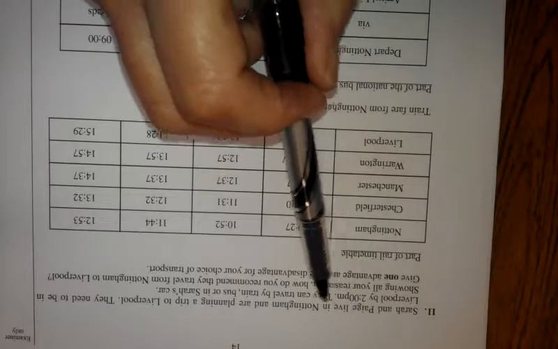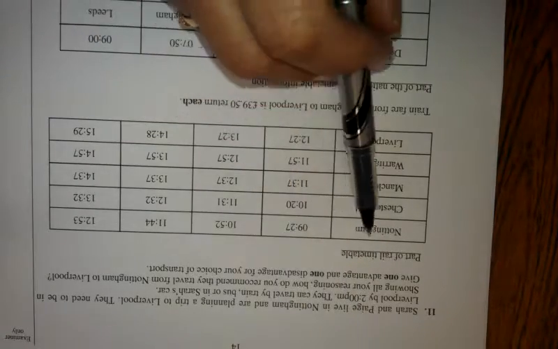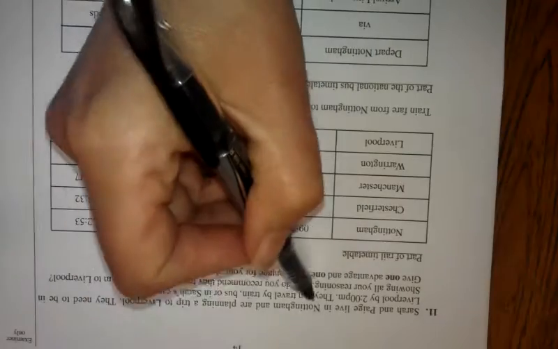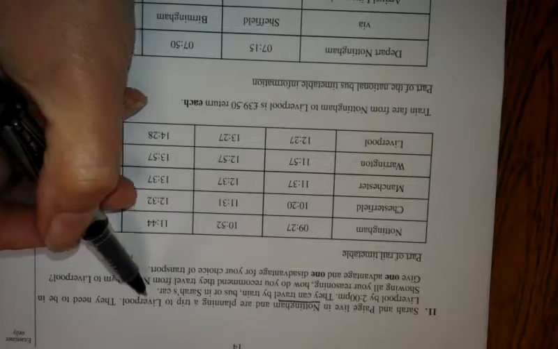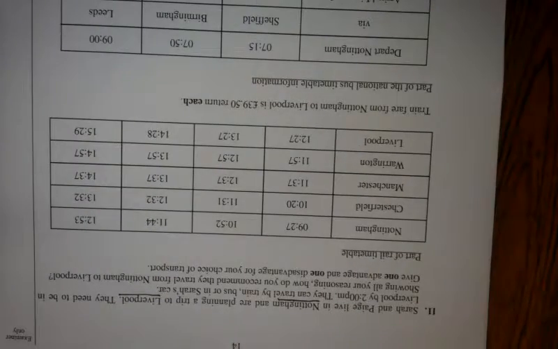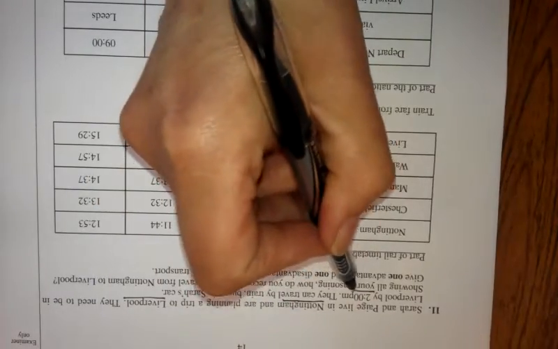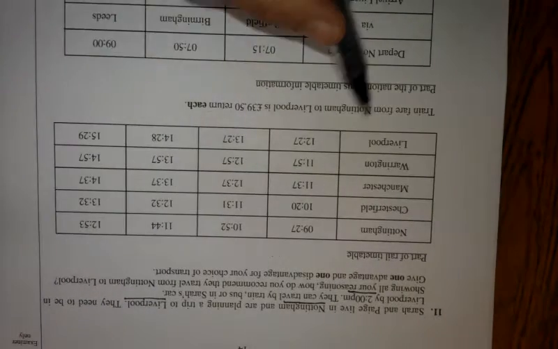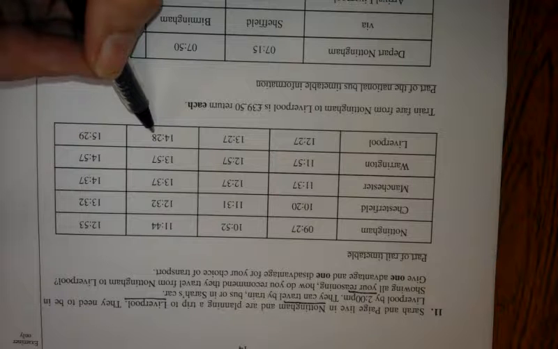So we've got Sarah and Paige, and they live in Nottingham. Okay, so that's the first part of the rail timetable there. And they're planning a trip to Liverpool. So that's the first thing I need to underline. Okay, we're going from Nottingham to Liverpool. And they've got to be in Liverpool by 2 o'clock. Again, that's critical.